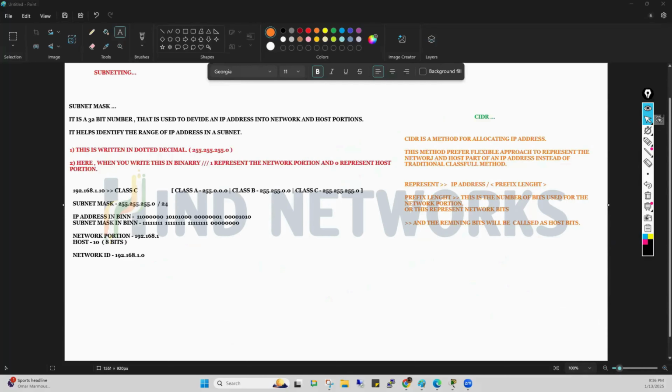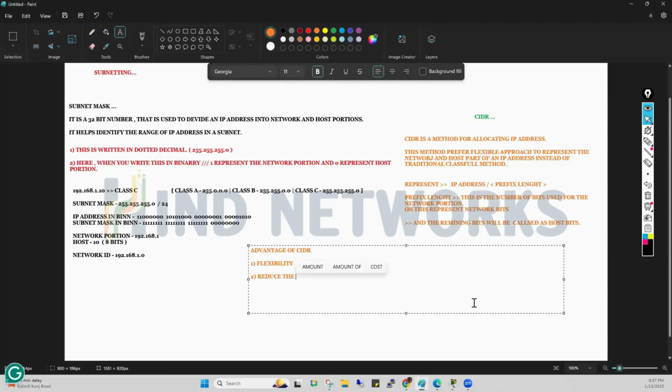Now, what is the advantage of CIDR? First, it provides us flexibility, whereas in our traditional method we are not getting flexibility. In the traditional method, our routing table size increased. So CIDR reduces the size of the routing table. That is the advantage of CIDR.